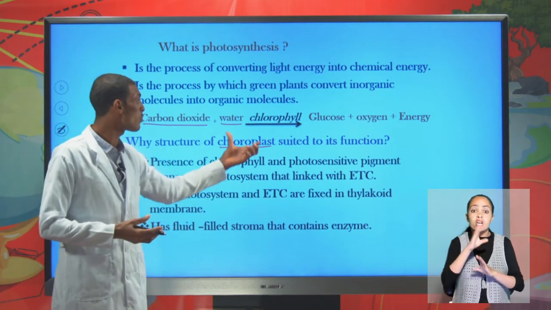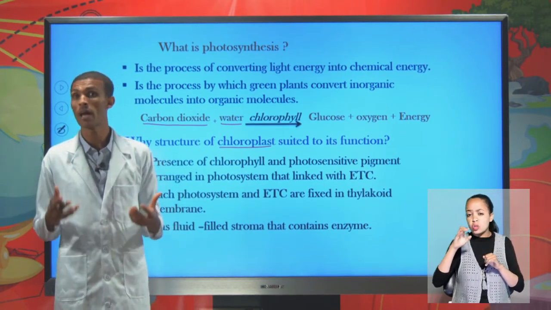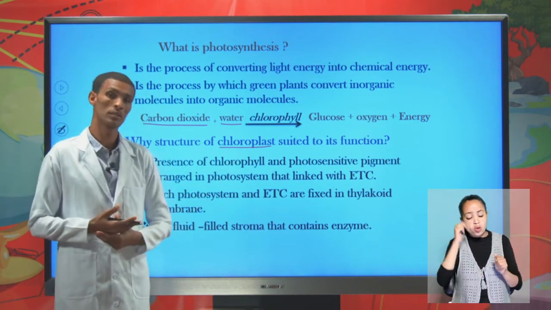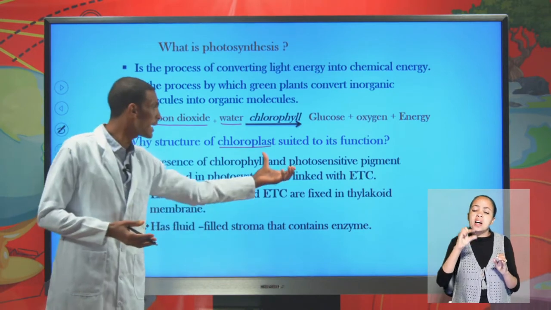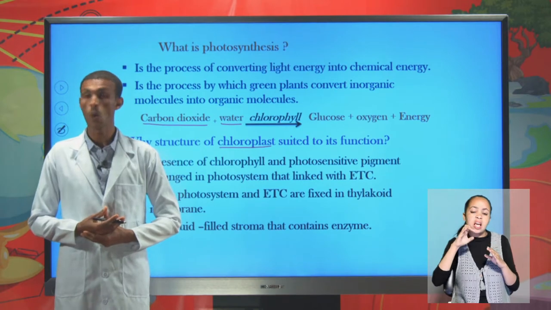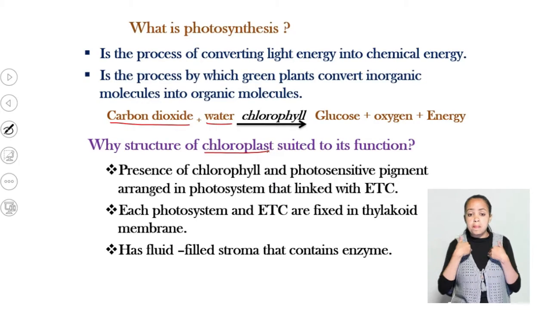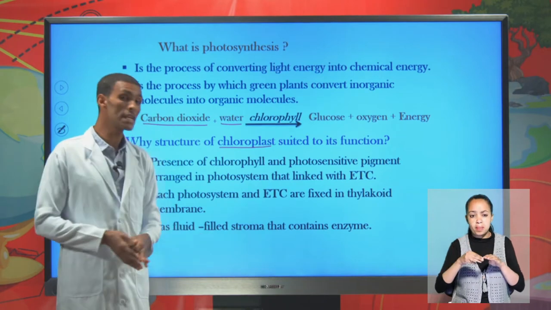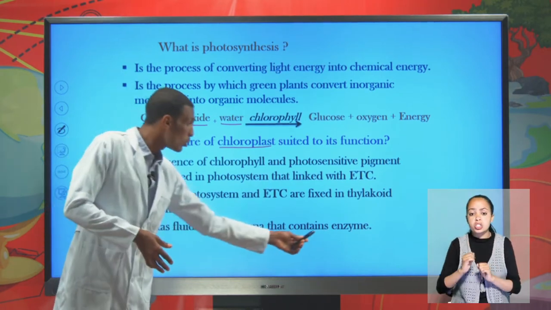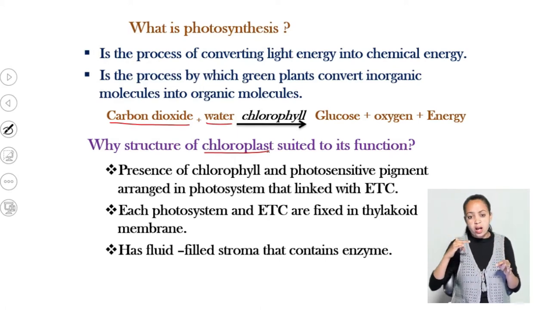Chloroplast is a double-membrane organelle found in eukaryotic cells. Chloroplast, just like mitochondria, is well suited and adapted for its function for the following reasons. One, there is a presence of chlorophyll with another cofactor such as magnesium, and other photosensitive pigments found in the thylakoid membrane, where each chlorophyll in the photosystem is linked to the electron transport chain. Another, there is a presence of photosystems for the photochemical reaction, such as photosystem 1 and photosystem 2, and electron carrier molecules fixed in the thylakoid membrane. Else, there is a fluid-filled structure called stroma that contains enzymes. These are very important reasons why chloroplast is suited for its function.